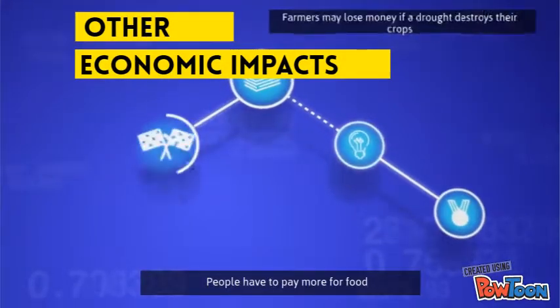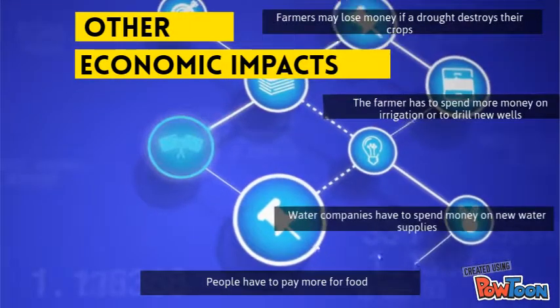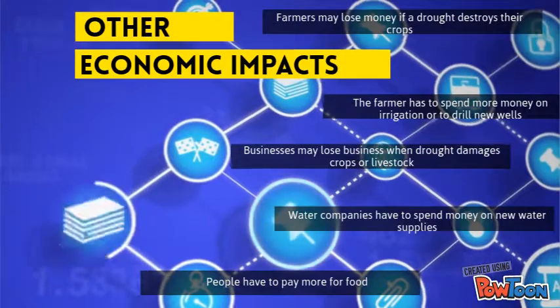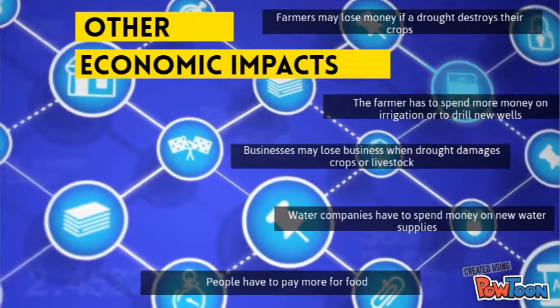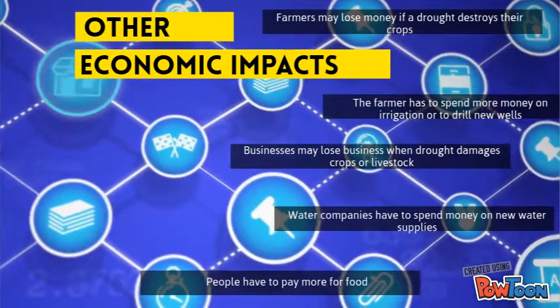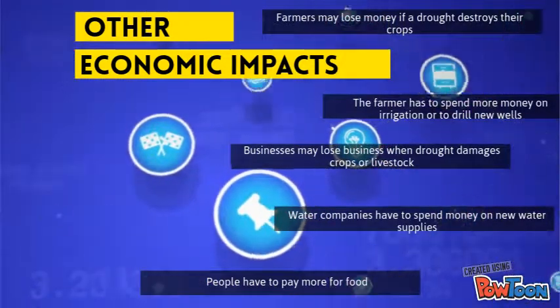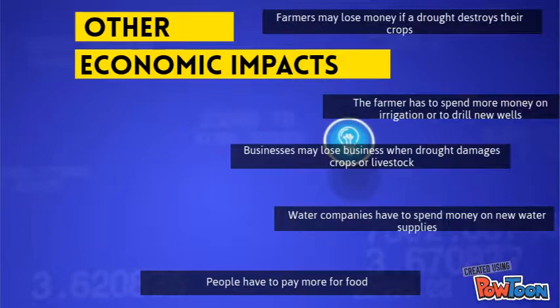Farmers may lose money if a drought destroys their crops. The farmer has to spend more money on irrigation or to drill new wells. Businesses may lose business when drought damages crops or livestock. Water companies have to spend more money on new water supplies. The prices of food would increase even more.